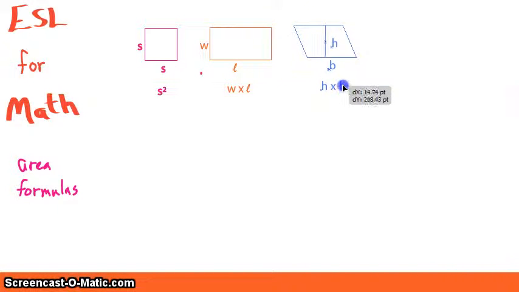Here's a third area formula. This is the formula for a parallelogram. A parallelogram has four sides. These two sides are parallel, and these two sides are also parallel, and therefore it's called a parallelogram. Okay, in a parallelogram, usually the way that we calculate the area is to take the base times the height, and that's the area of the parallelogram.